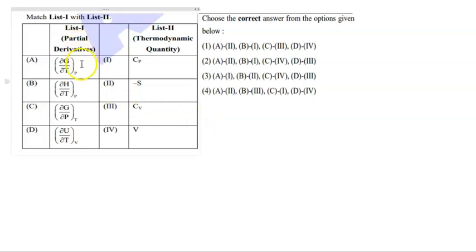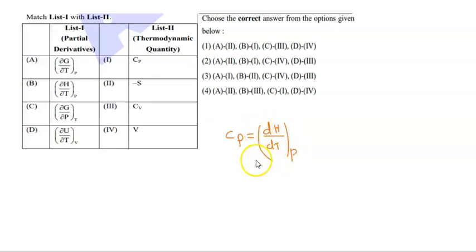So here the list 1 partial derivatives are given. Here the thermodynamic quantities we have to match with list 1 and list 2. So we know that Cp, heat capacity at constant pressure, is equal to dH by dT at constant pressure. So dH by dT is there at B. So B is matched with 1.